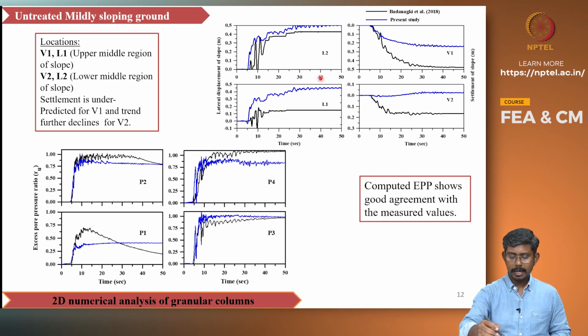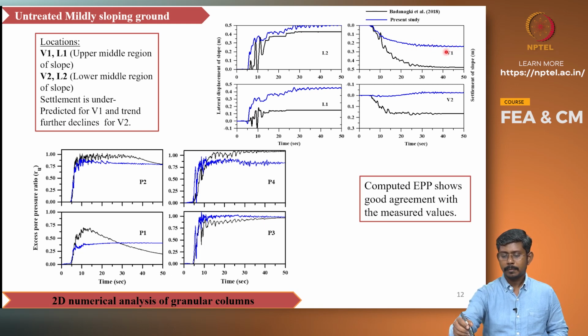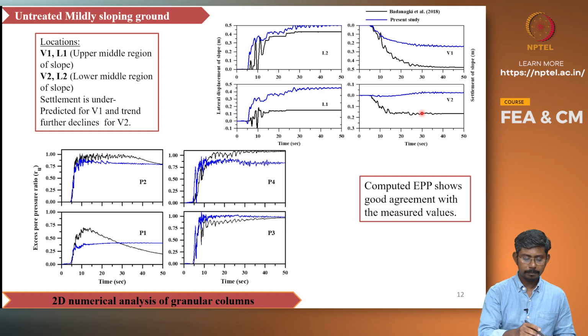It can be seen that the lateral deformations show a reasonable match, whereas the computed settlements V1 and V2 are under predicted when compared to the measurements made from the centrifuge tests. This is mainly attributed to a limitation of the numerical model, because it could not simulate the sedimentation that occurs as a result of soil liquefaction. When it comes to the pore water pressure, a reasonably good match is achieved between the computed excess pore pressure and the measured excess pore pressure at most locations.